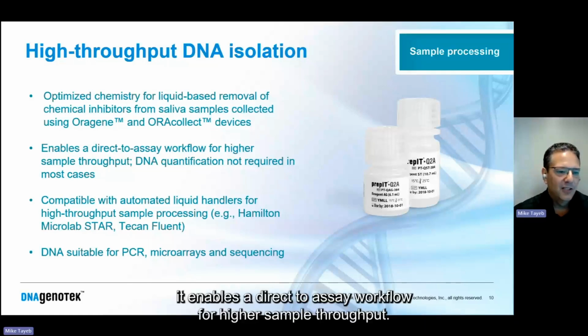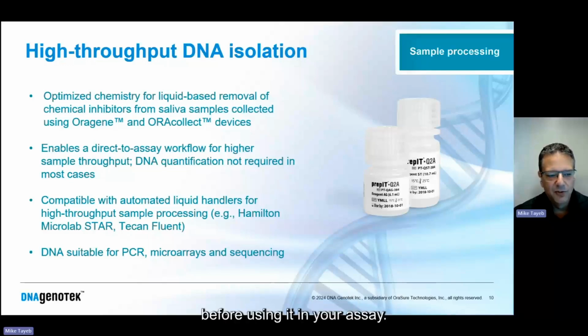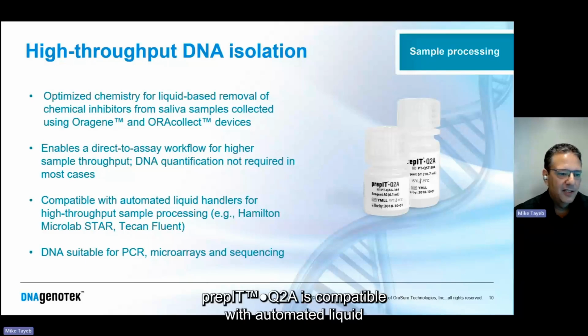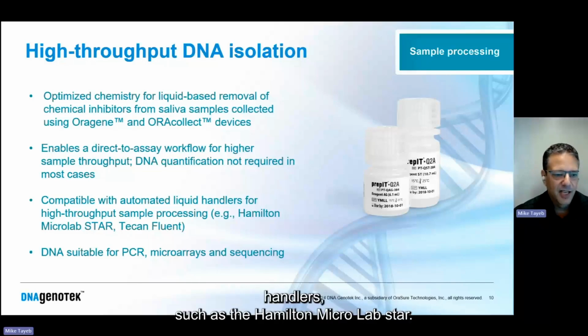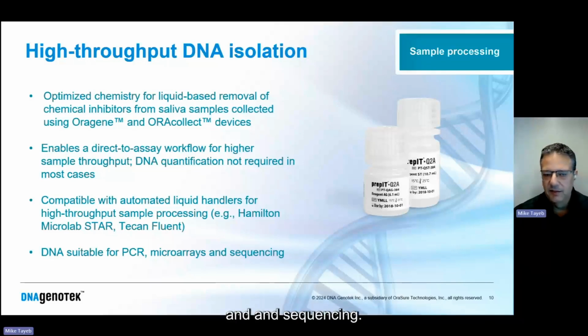It enables a direct-to-assay workflow for higher sample throughput. And in most cases, you don't need to quantify the DNA before using it in your assay. PrepIt Q2A is compatible with automated liquid handlers, such as the Hamilton Microlab Star, the TECAN Fluent, and several others as well. And the DNA recovered is suitable for PCR, microarrays, and sequencing.